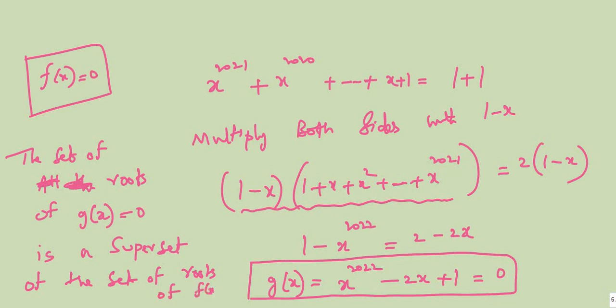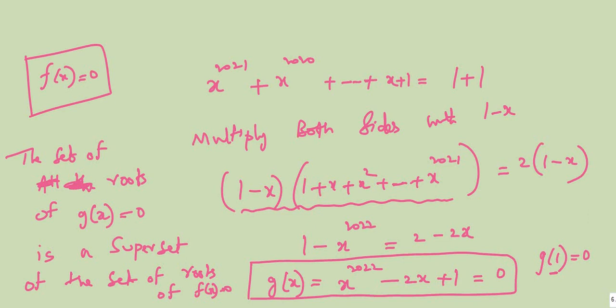So why is it a superset? If you observe, g of x has an extra root, 1, because when you substitute 1 in g of x, you get 1 power 2022, which is 1, minus 2, which is minus 1, plus 1, which is 0. But 1 is not a root of f of x. Because of this extra 1, the set of roots of g of x is a superset of the set of roots of f of x. That means if I remove this root 1 from g of x, all the roots of g of x are the same as the roots of f of x.